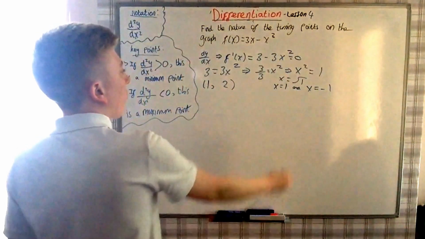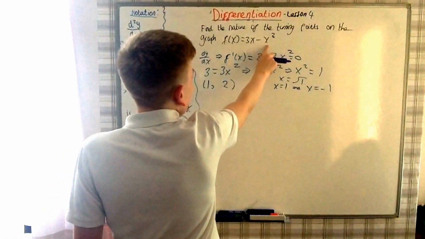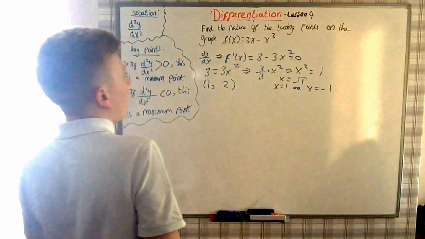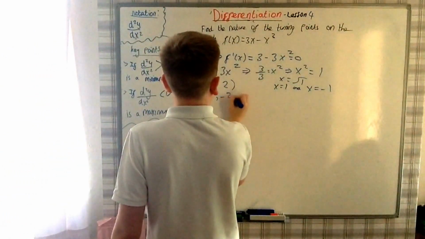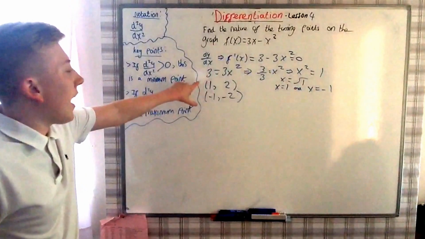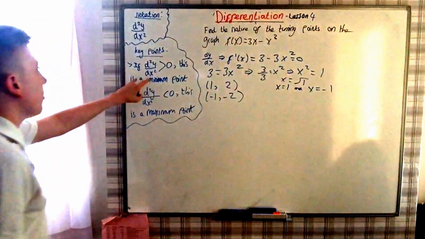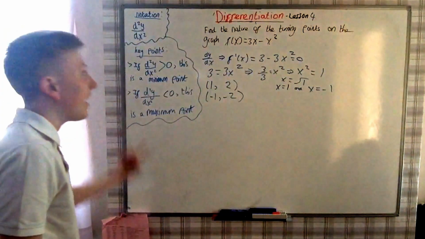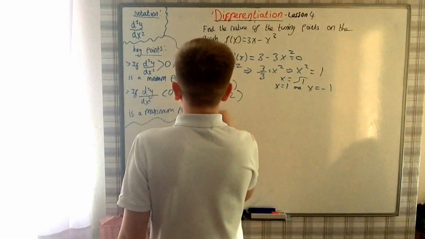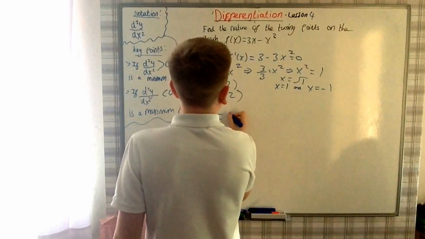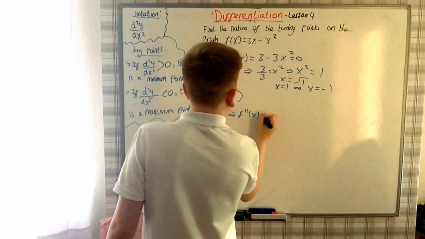And the second one is when we substitute minus 1 in. Minus 1 times 3 is minus 3, minus minus 1, which is going to be add 1, so we're going to get minus 2. Okay, these are the two coordinates we're going to have. So, the next stage is something we haven't done before, which is double differentiating the function, so finding the second derivative of the function. So we show this by writing d squared y divided by dx squared. Again, another way to write this would be f dash dash of x equals.